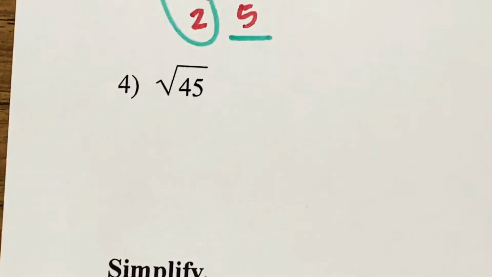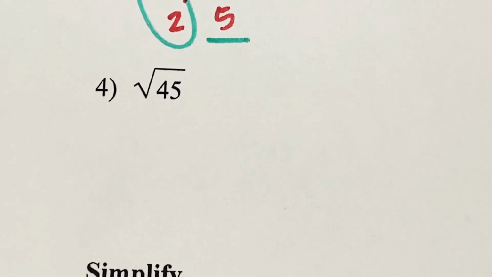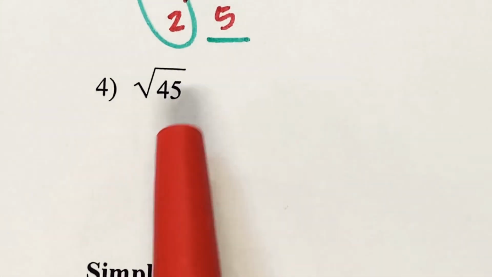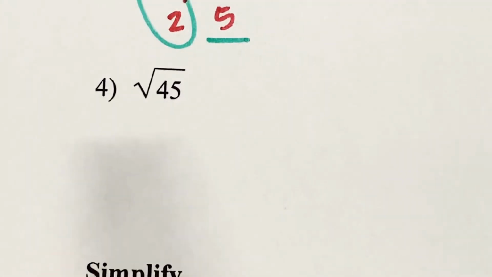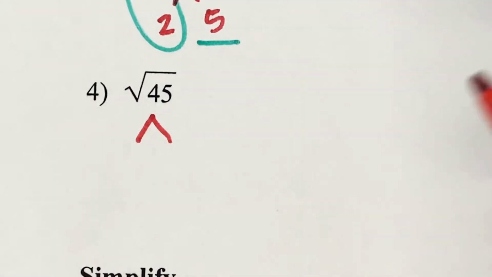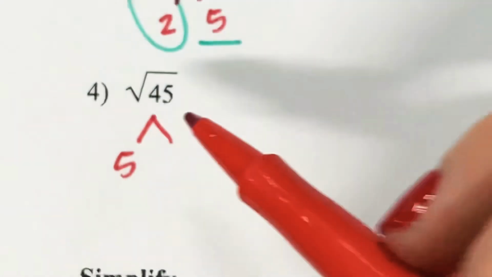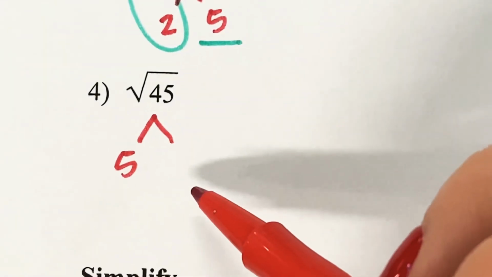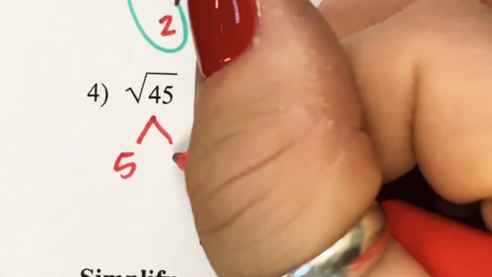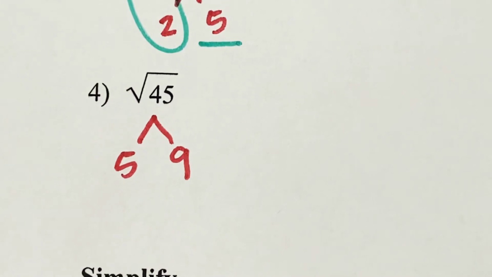Alrighty, let's look at number 4. Okay, so 45 again is not a perfect square number. There's no number that multiplies by itself perfectly to give us 45. So we need to start dividing it. Well, 45 is not an even number, so how do we want to divide it? It ends in a 5, so I know I can divide it by 5. So 45 divided by 5 is going to give me what? It's going to give me a 9.